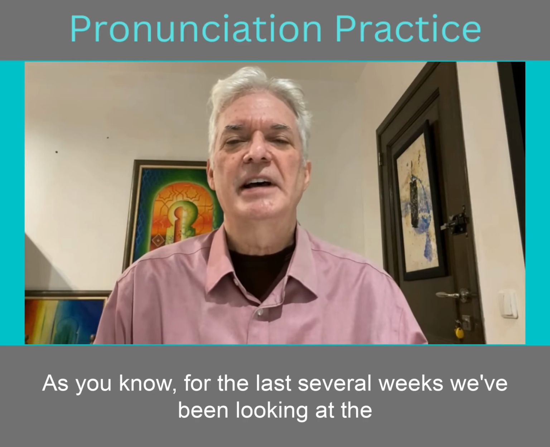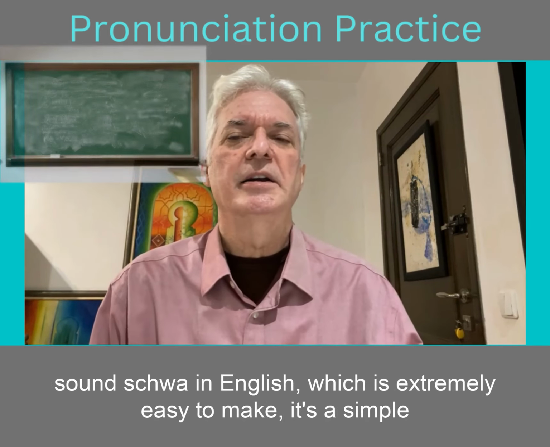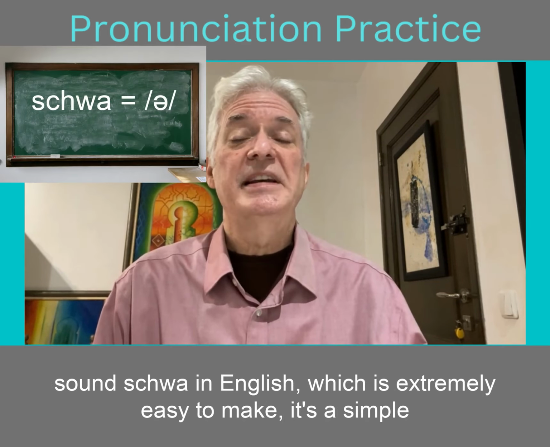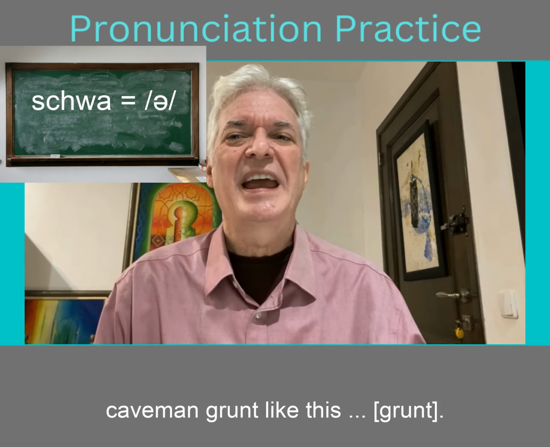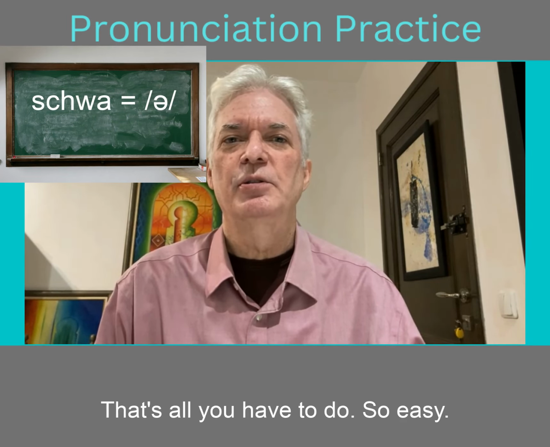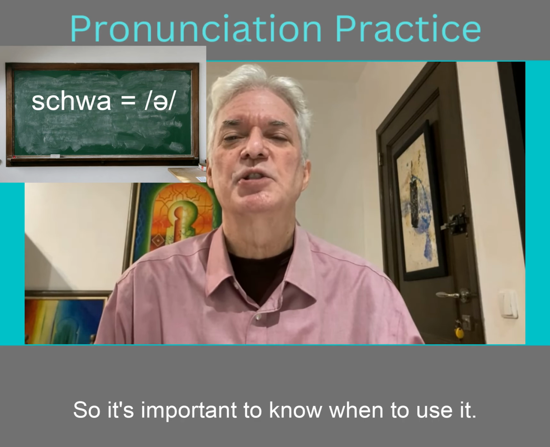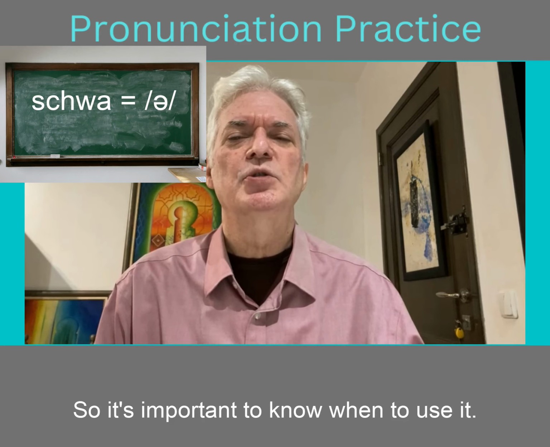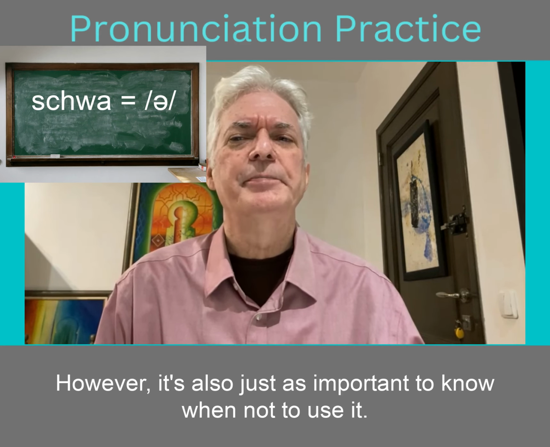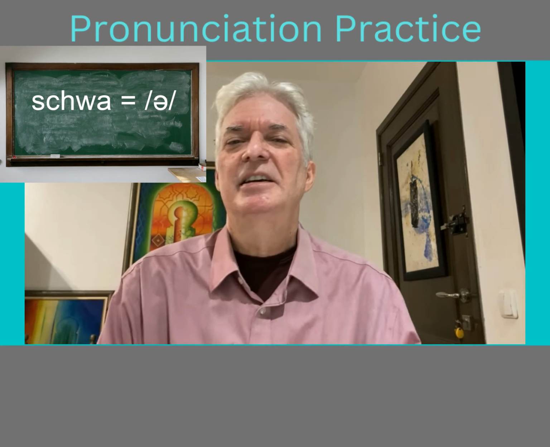As you know, for the last several weeks, we've been looking at the sound schwa in English, which is extremely easy to make. It's a simple caveman grunt like this. That's all you have to do. So easy, but also extremely common in English, so it's important to know when to use it. However, it's also just as important to know when not to use it.